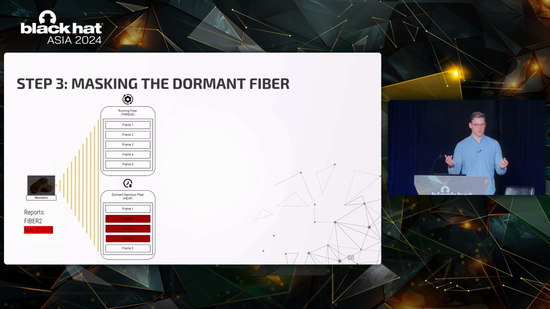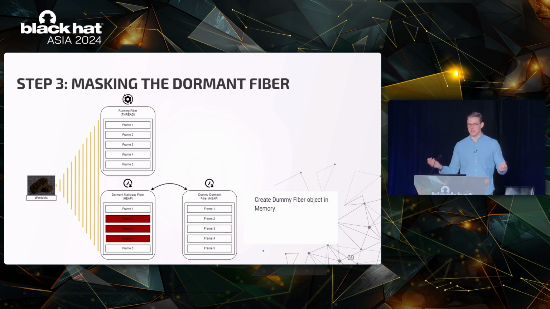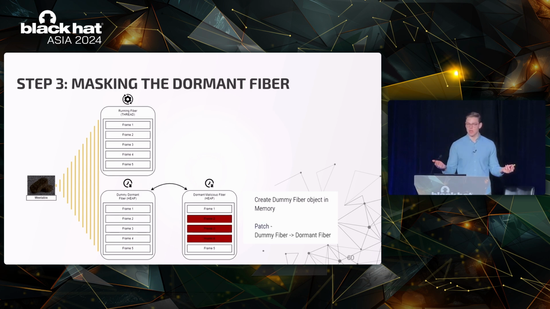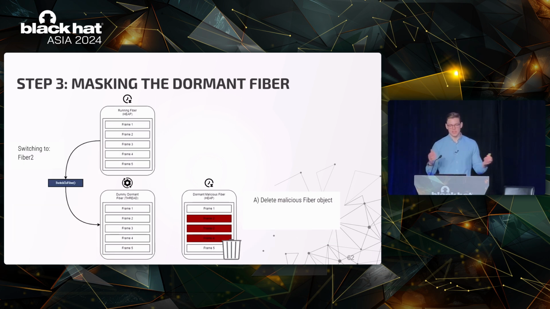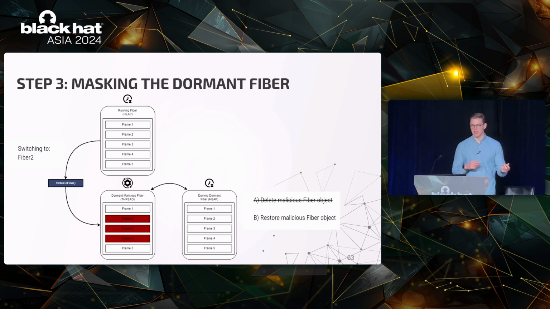And then finally, we look to mask our dormant fiber in addition to our currently executing fiber, because tools such as Weetabix enumerate dormant fibers as well, therefore revealing the mask. To do this, we first create a dummy fiber using either a template or copying the existing running fiber. Then we patch the dummy fiber in place of the malicious fiber when it's sleeping. Then when it scans, it reports, hey, both the running fibers and the dormant fibers are clean. After this, we could either delete our malicious fiber, and that's only if we want to run it maybe a handful of times, or we can restore it and switch the execution back to it and then repeat the masking process again.